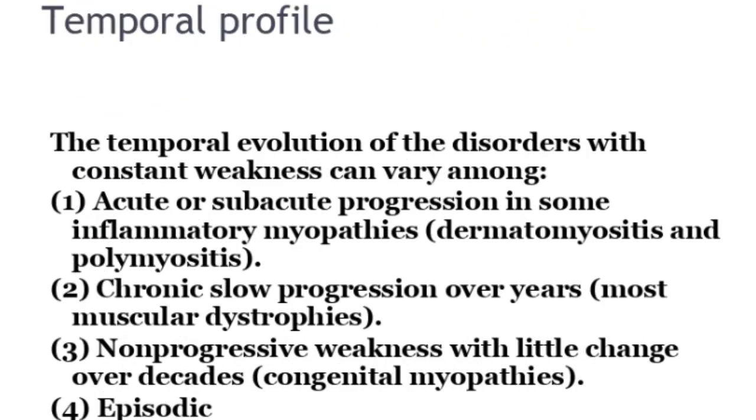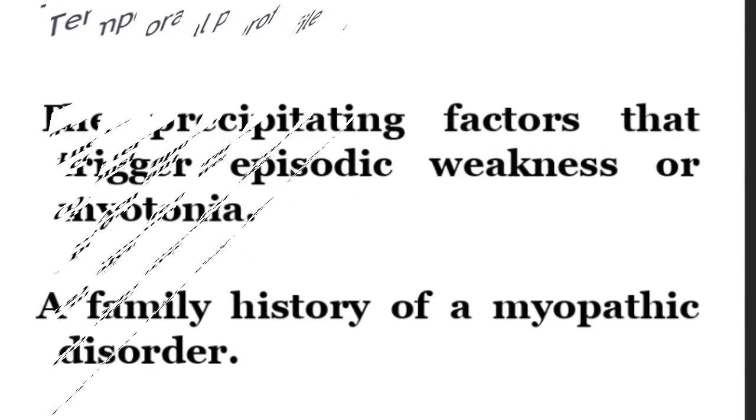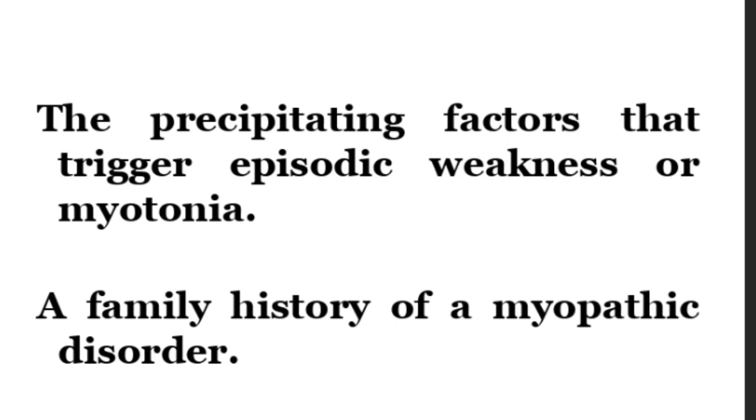Temporal profile: the temporal evolution of the disorders with constant weakness can vary among patients. First, acute or subacute progression in some inflammatory myopathies like dermatomyositis and polymyositis. Second, chronic slow progression over years, as in most muscular dystrophies. Third, non-progressive weakness with little change over decades, as in congenital myopathies. And fourth, episodic. Precipitating factors can trigger episodic weakness or myotonia. Heavy meals may precipitate an attack of weakness in patients with periodic paralysis.